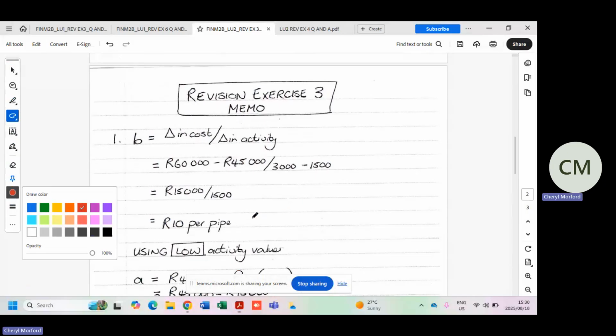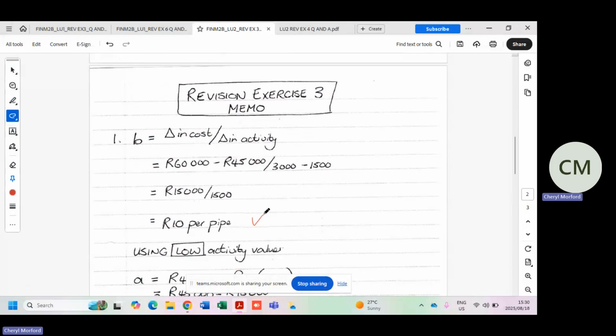We land up with 10 Rand per pipe. So please don't leave this as B equals 10. That means nothing. Only we understand it because we know the field of finance and we know what we're doing. But if you were to tell a manager or an employee or a colleague, B equals 10, they'll shrug their shoulders, roll their eyes and say, well, what's that? So it is 10 Rand per pipe is the variable cost.